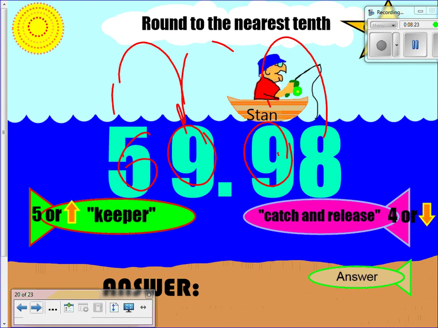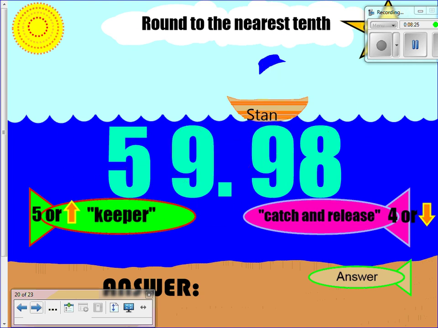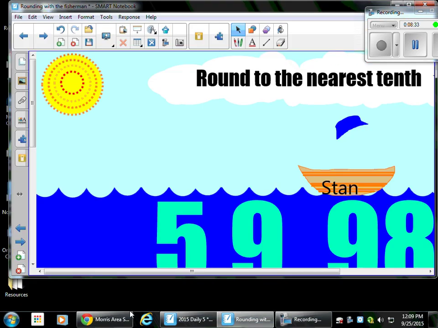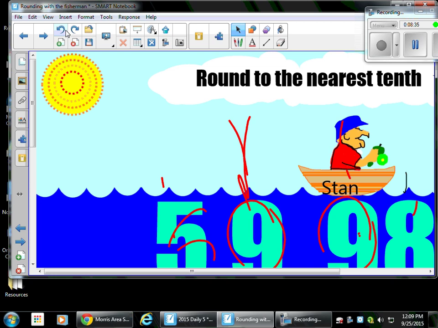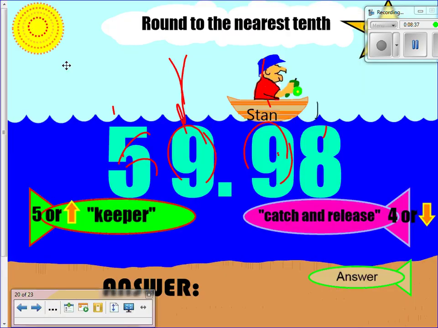I'm going to show you this one more time in case it was confusing, okay? So I'm rounding to the nearest 10th. I just erased my poor Stan. Oh, poor guy. Just the hat left on Stan. That's kind of funny. Sorry about that. I'm going to use a different color there.